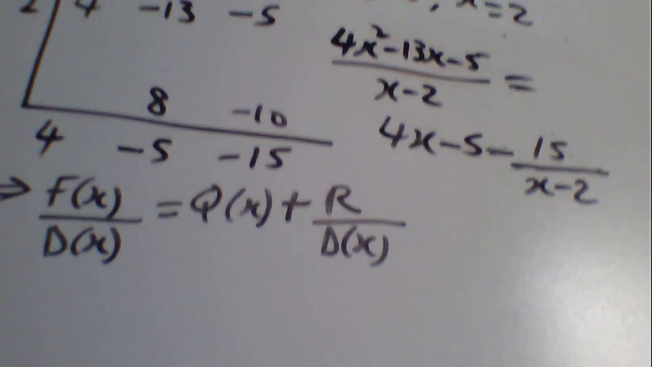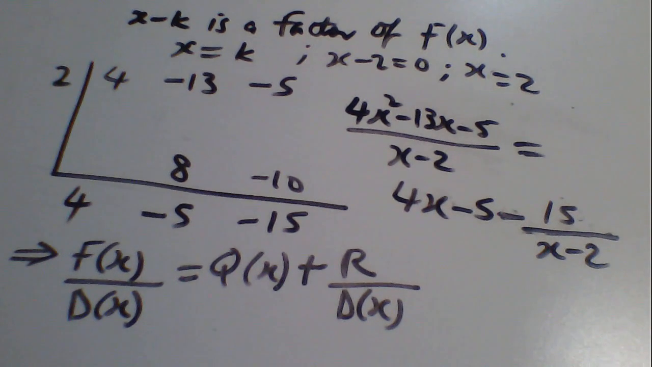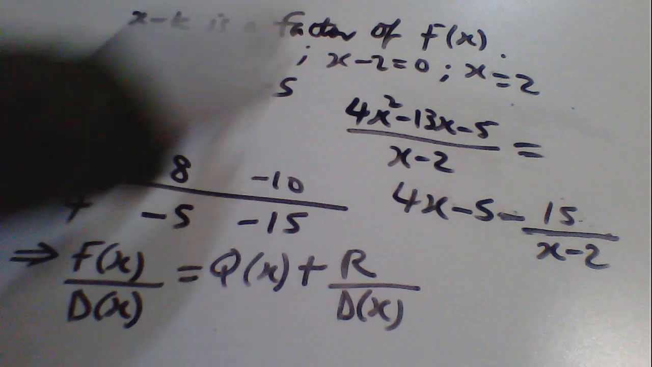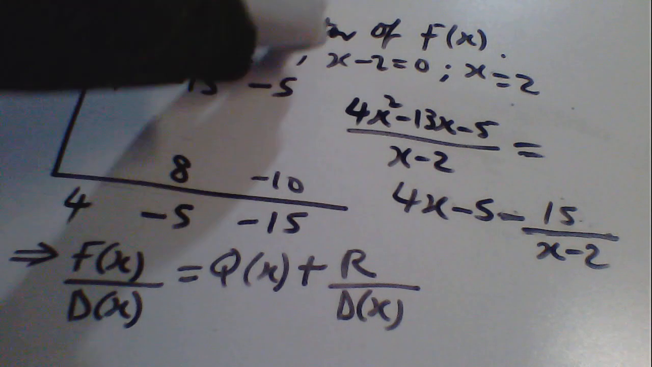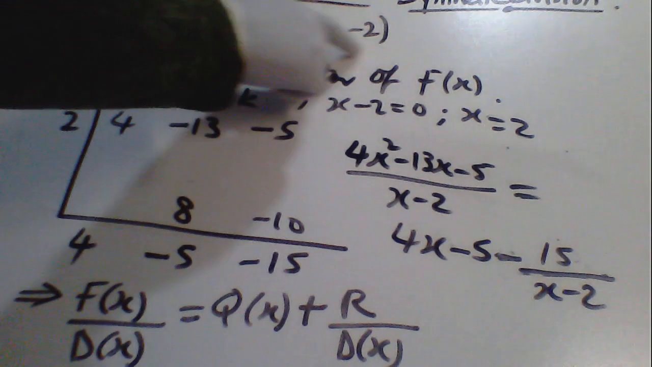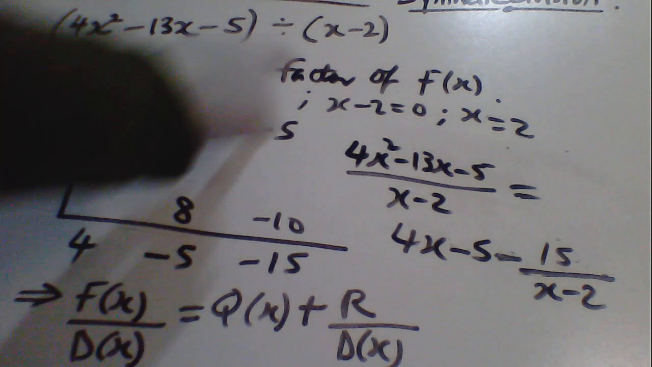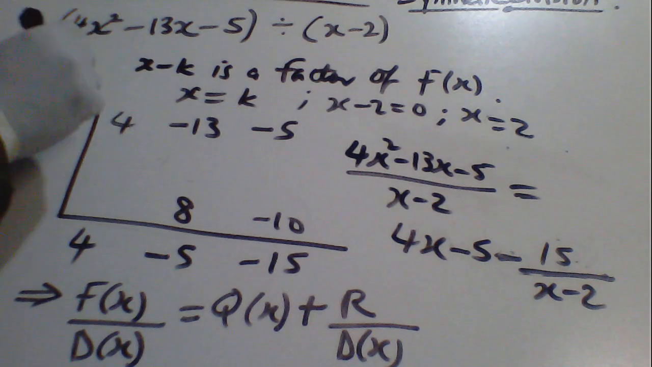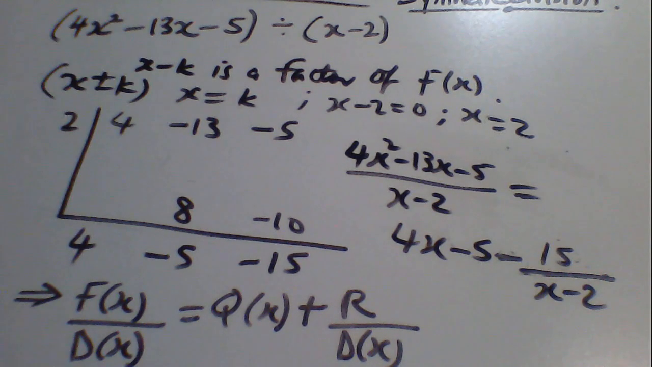So can we do another example for clarification? This method of dividing a polynomial by a binomial expression only works when it is a binomial expression in a linear form, in this form, not x raised to power 2. This is a binomial form expression, x minus 2, in this form, x plus or minus k.